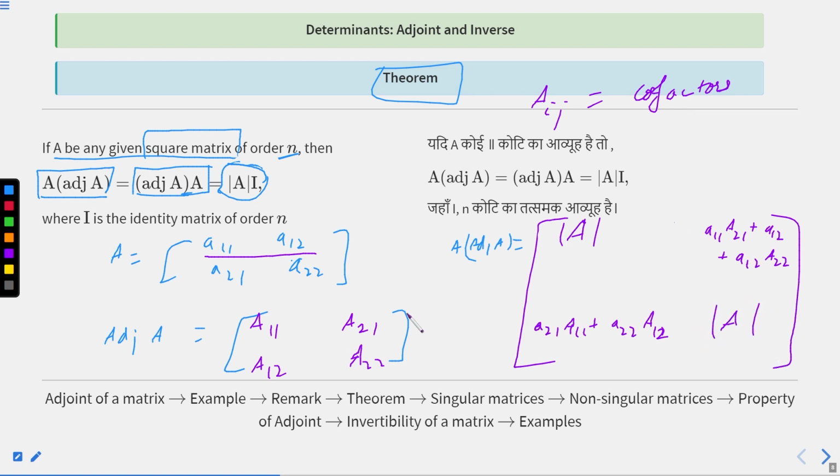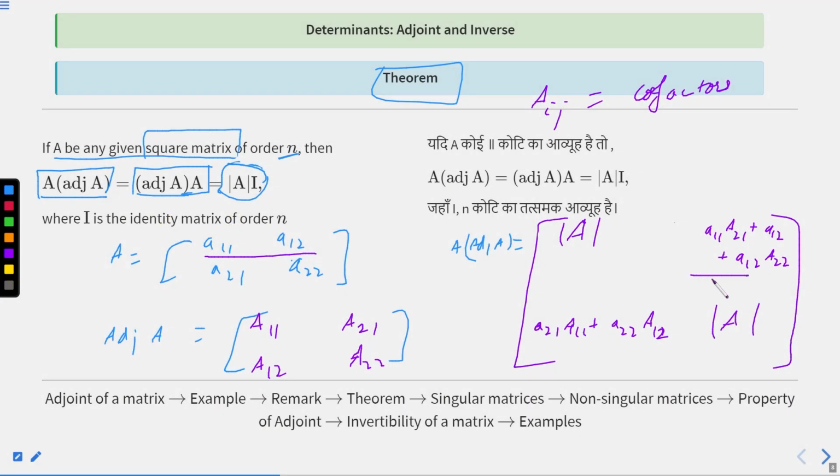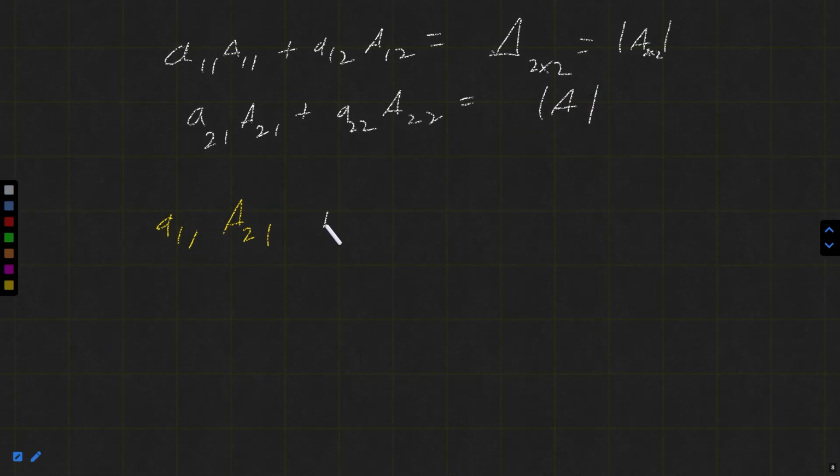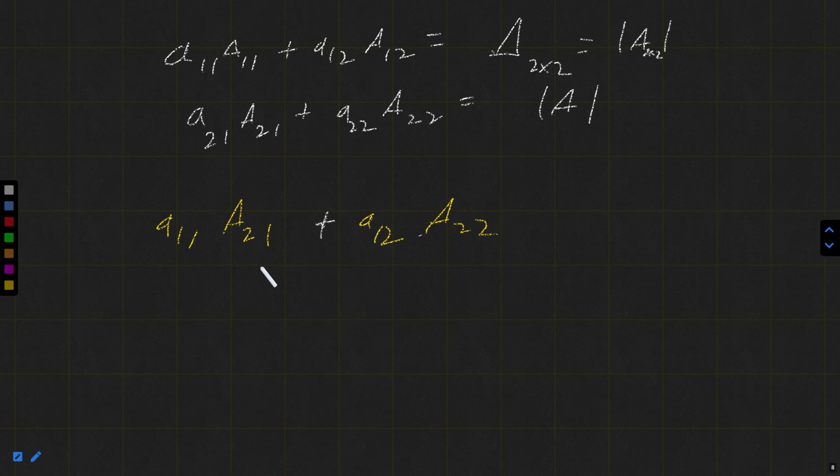What about these entries? Let us evaluate these. We are given a11, a21, a12, a22. Yes, this is what is written over here. Now evaluate it.